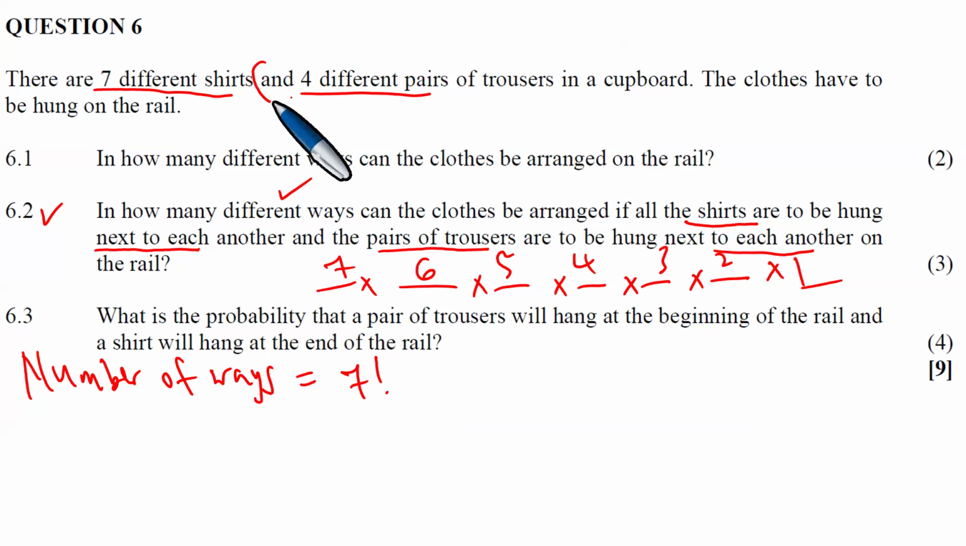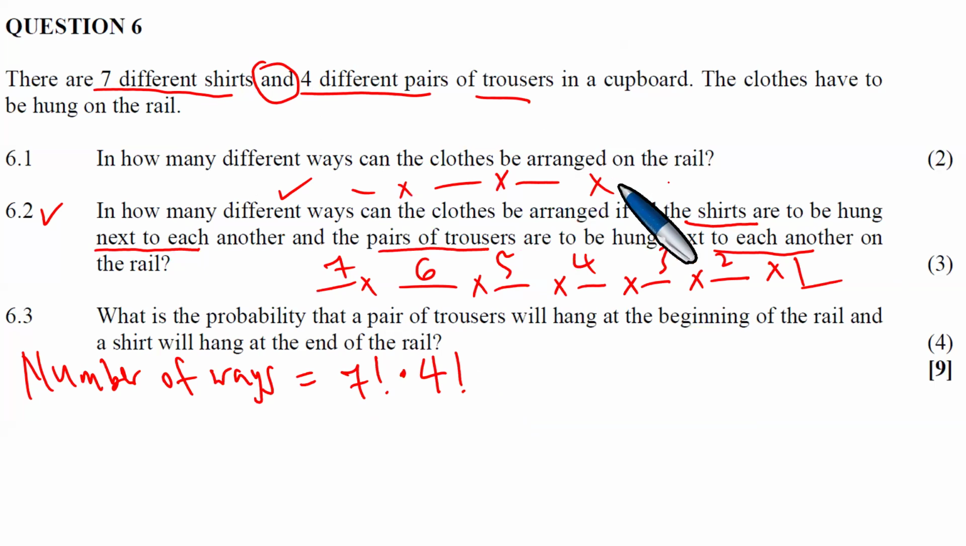You must put all the shirts and hang them next to each other, and the pairs of trousers as well. Now, how many trousers are there? 4 different pairs of trousers. So you do them like this also: 4 choices for the first pair of trousers, 3 choices for the second pair, 2 choices, and then 1 choice.